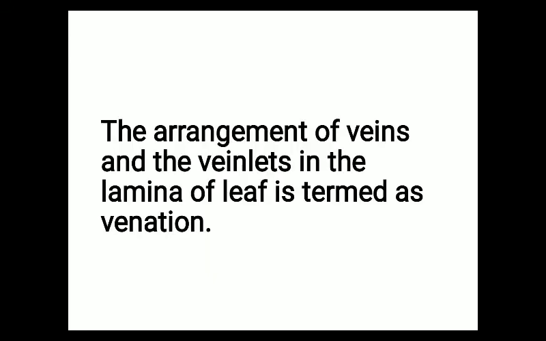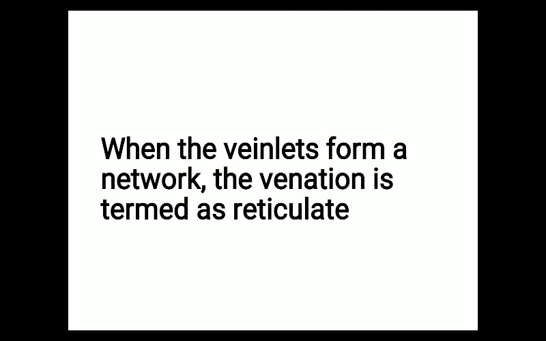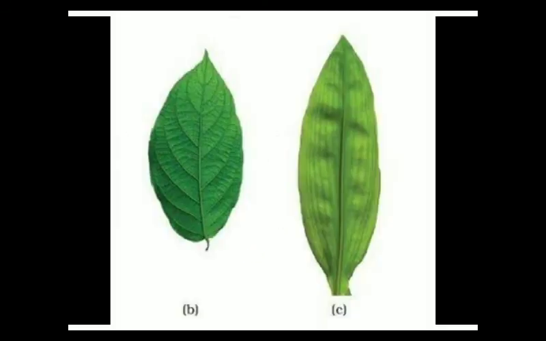Now we will discuss venation. So what is venation? How can we define venation? Simply, the arrangement of veins and veinlets in the lamina of leaf is termed as venation. This is a very simple definition of venation. When the veinlets form a network, the venation is termed as reticulate venation. In this diagram you can see reticulate venation. The veinlets form a network-like structure.